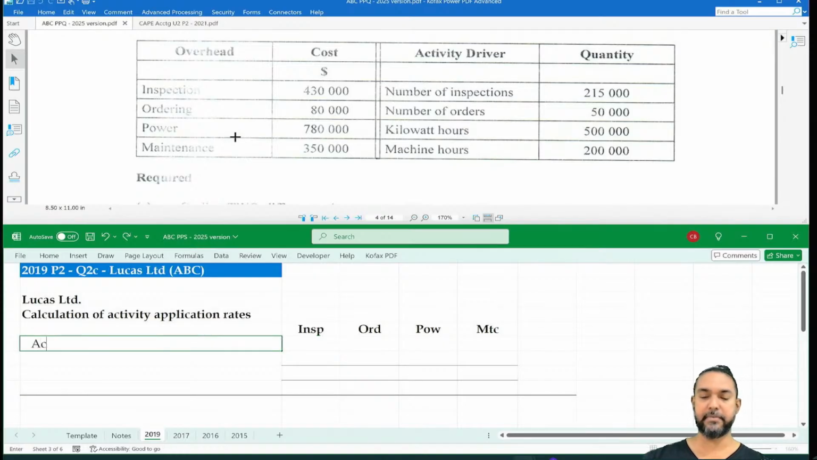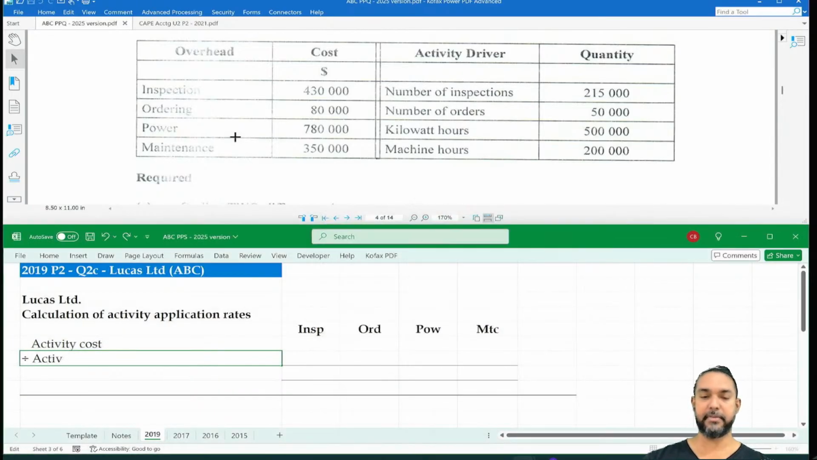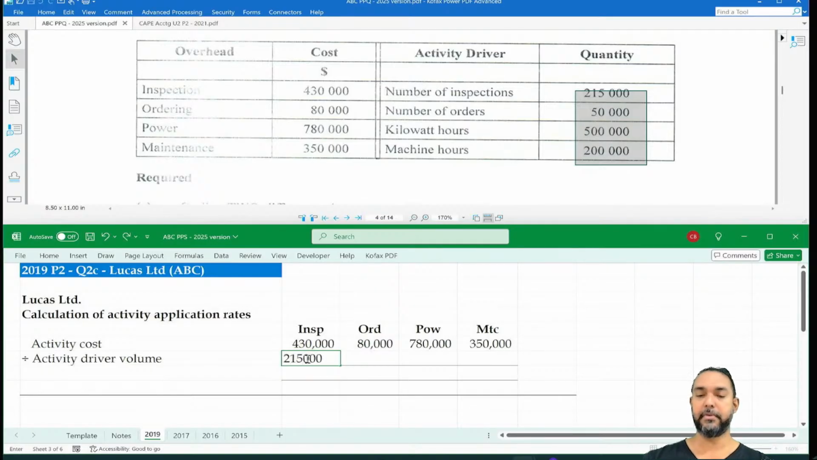What we're going to do is take the activity cost and divide by the activity driver volume. The activity costs were 430, 80, 780, and 350, and then we're going to divide by the corresponding activity volumes: 215, 50, 500, and then 200,000. All we're going to do here, like I said, is divide each one.